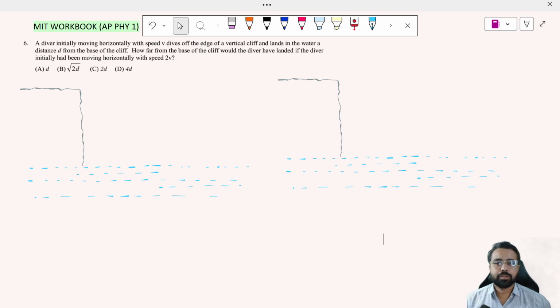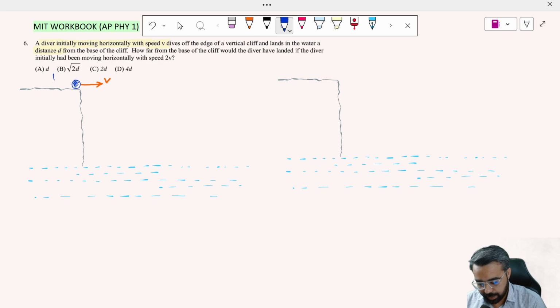This question is about horizontal projectile motion, in which a diver jumps from a vertical cliff with speed v and lands at some distance d away from the cliff. For simplicity, let's represent the diver with this object, a ball, which we have thrown with some velocity v along the horizontal, which clearly means that this object doesn't have any velocity along the y-axis, right?